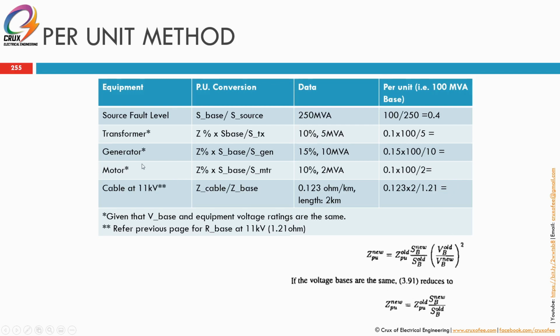Alright, so for motor generator transformer, you have to be careful with this one, because sometimes you may select the system voltage of 11 kV as your base voltage, but your generator may be designed at 11.5 kV. If that's the case, then you need this V old and V new in the formula. But if the V old and the V new base are the same, then it reduces to this. Okay, so that is an introduction to the per unit method.